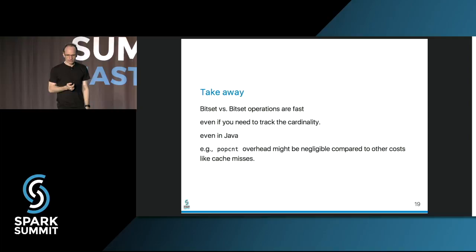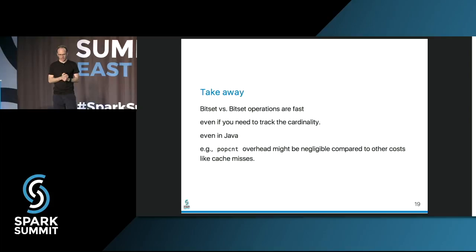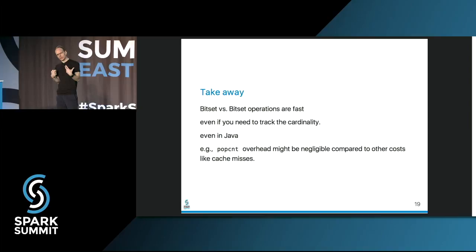So you have this magic where all operations between two bitsets can be really, really fast, even if you need to know about the cardinality of the result. That actually does not carry a lot of overhead. And this is even true if you work in the Java virtual machine. This overhead can be fairly small, and actually is going to be probably, in a lot of cases, negligible compared to other costs, such as cache misses.